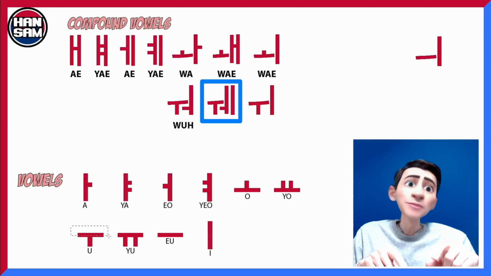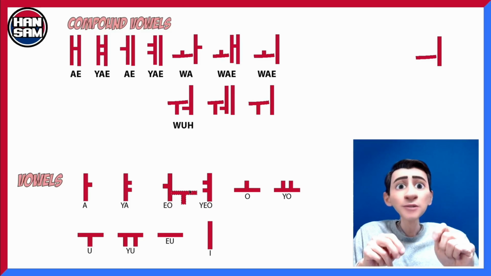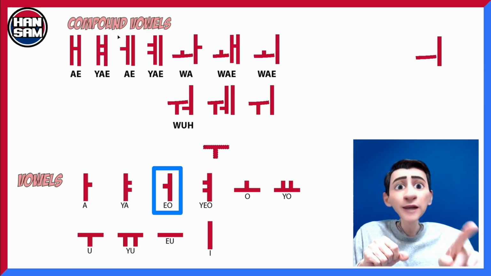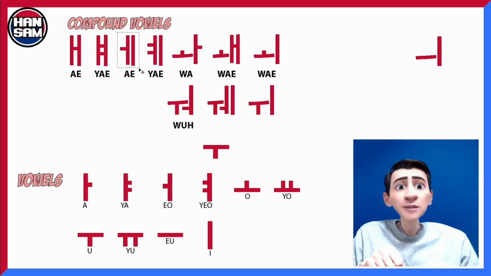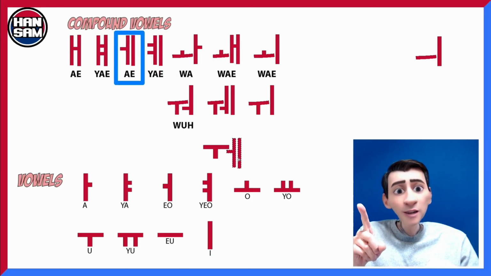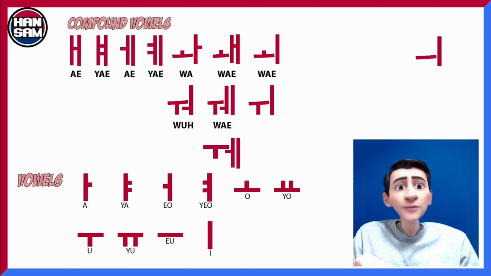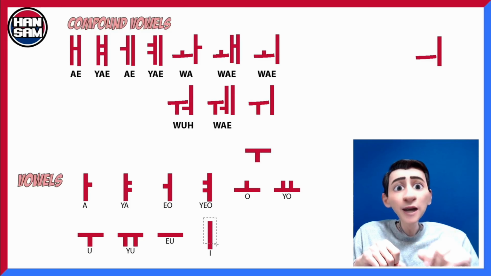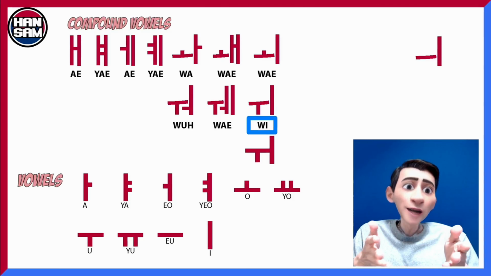The second compound vowel is the combination of individual vowel U and E combined together. I'll just use compound vowel E since we already made this one. It creates phonetic sound value of we. The third compound vowel is the combination of individual vowel U and E. It creates a phonetic sound value of we.